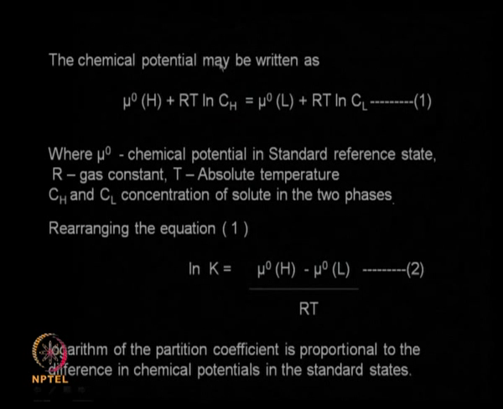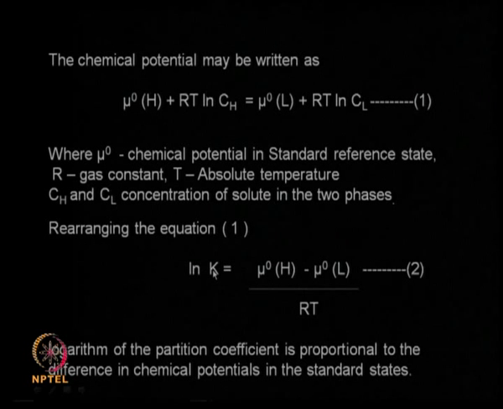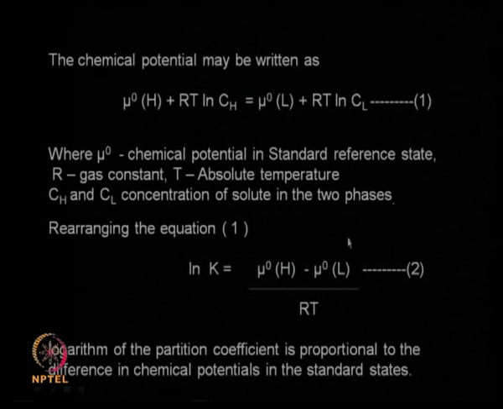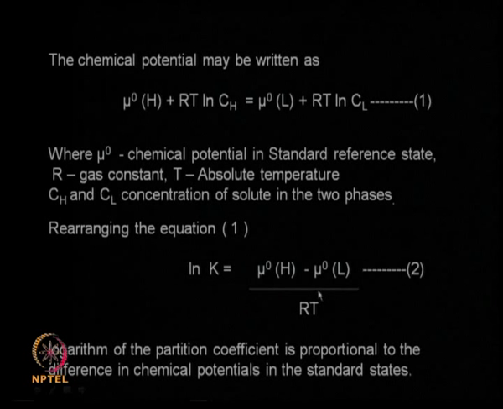So we can rearrange this equation and we can get a relationship for ln K. Ln K will be equal to (mu naught H minus mu naught L) divided by RT, correct, and as you know K is nothing but CL by CH as I defined in the previous slide.